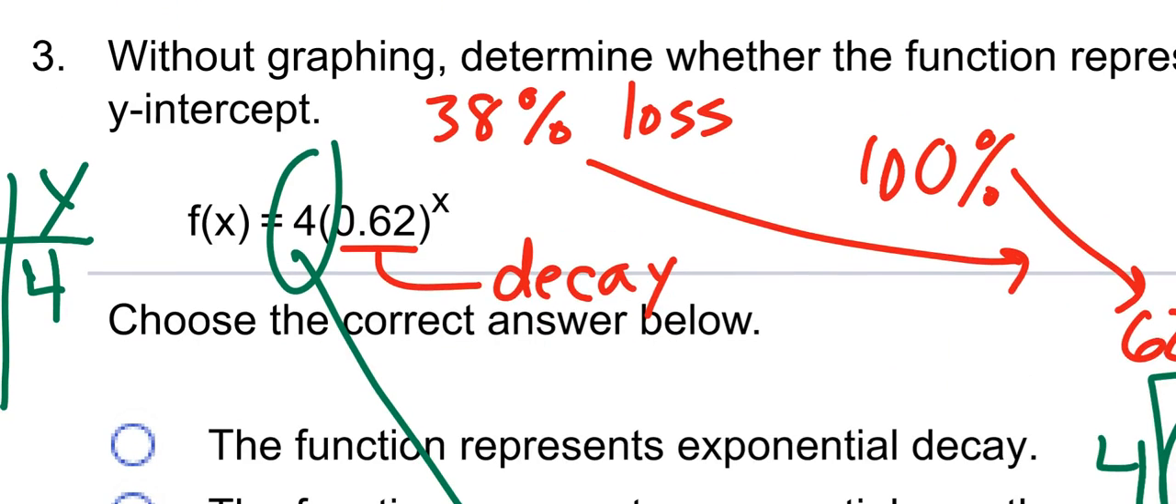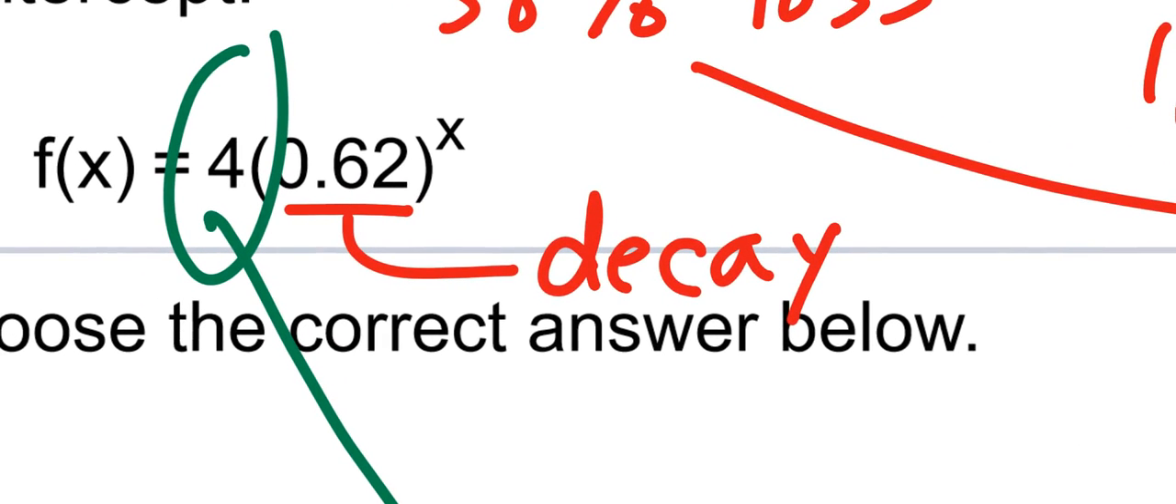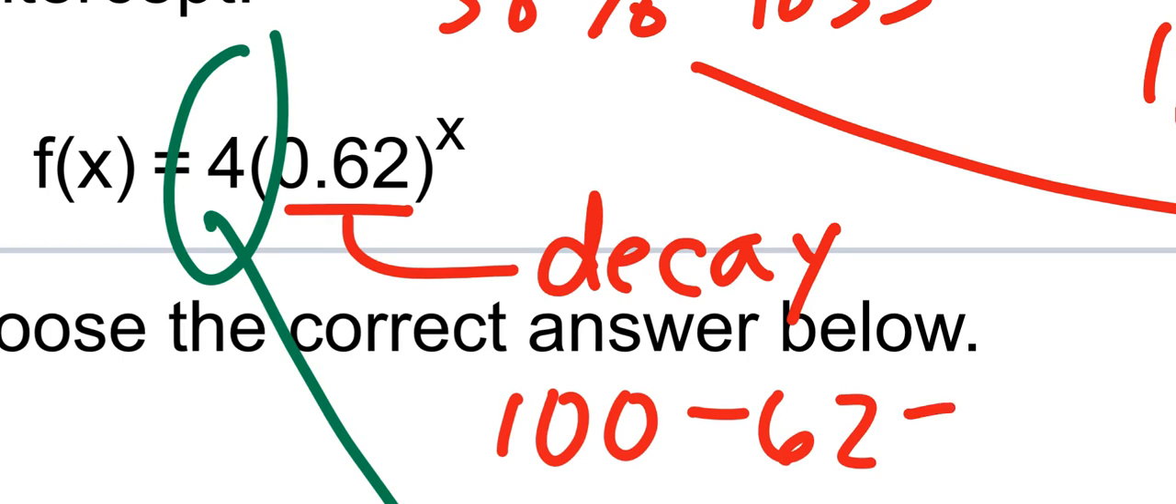Question three. I'm looking at that 0.62. I know that it's exponential decay because it's smaller than 1. What percent loss are we looking at? If I take 100 and take away 62, how much have we lost? Getting close. 38%. Right? 100, take away 62 gives me a 38% loss.